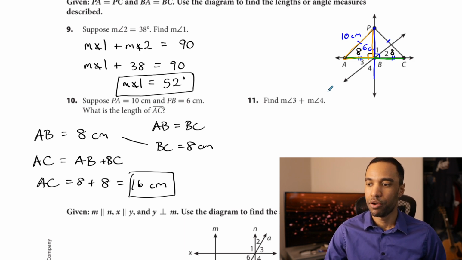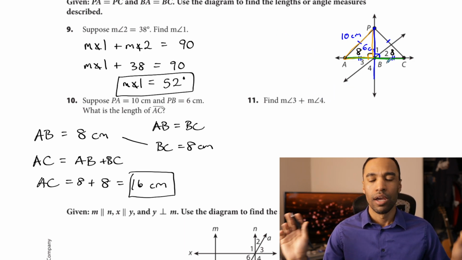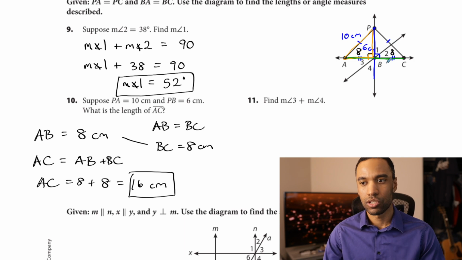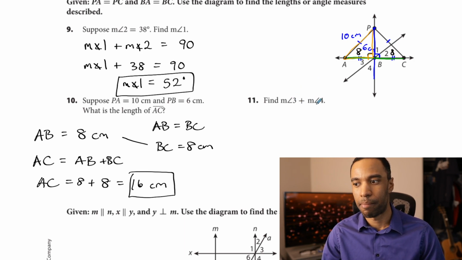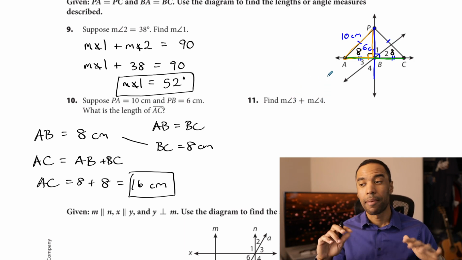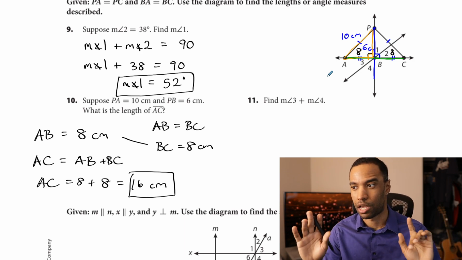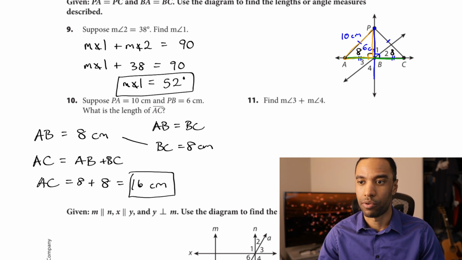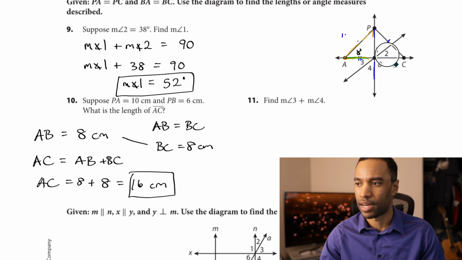Okay, find the measure of angle 3 plus the measure of angle 4. There are a lot of ways to do this one. They are asking for the measures of both of them together. There are a lot of different ways to talk about this. For one, let me erase everything here except for the right angle.